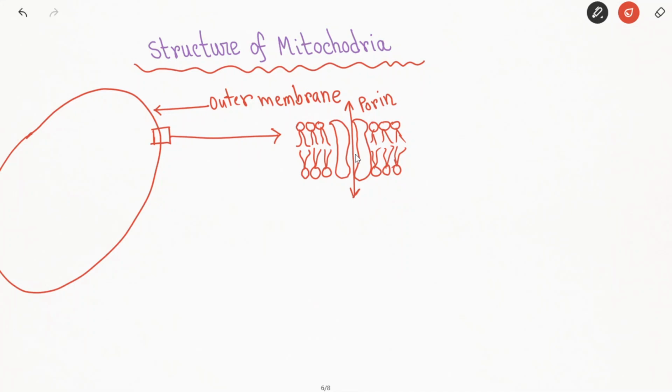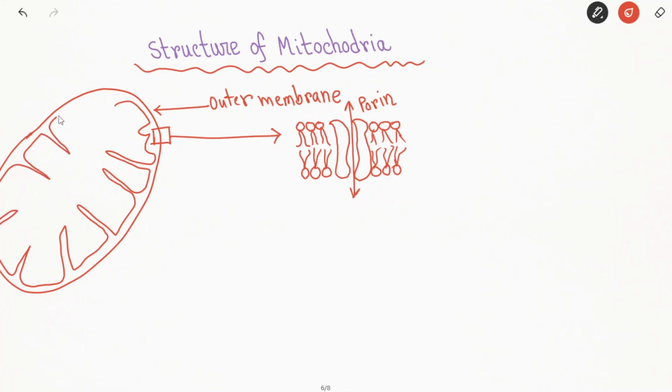On the other hand, the inner membrane is actually folded inside. This is the inner membrane, and you can see it is folded inside. There will be a lot of this kind of folding. So this is the inner membrane, and each of the folds is called a crista.